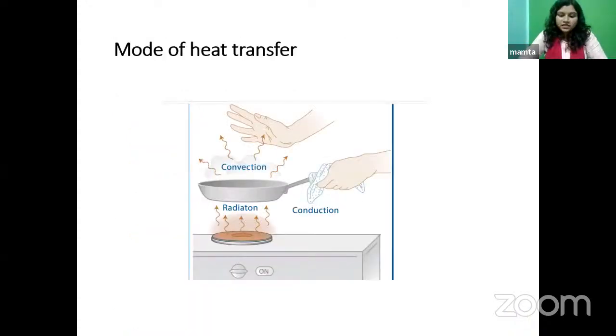See, the modes of heat transfer. There are three methods for the transfer of heat. There are three modes: one is conduction, second is convection, and third is radiation. You all know. So what is the difference between all these?